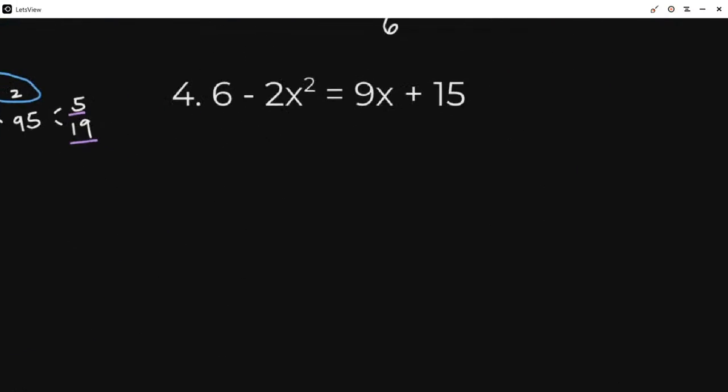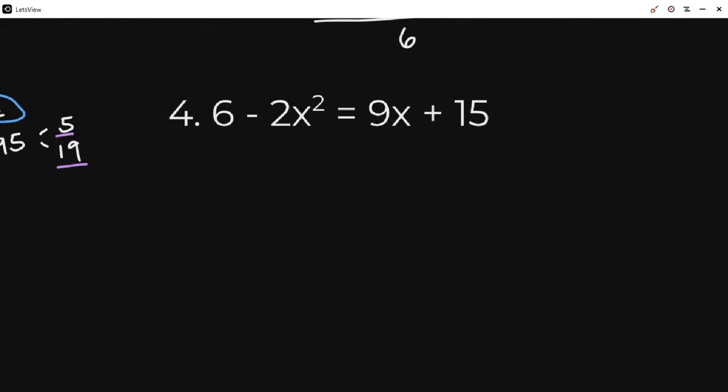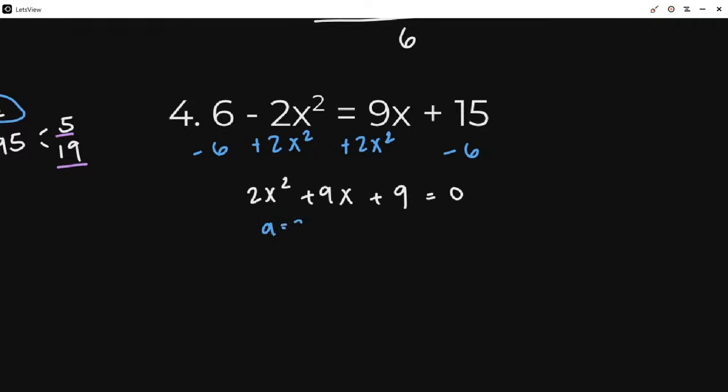Okay, last one of these kind of problems. We have 6 minus 2x squared equals 9x plus 15. So first we want to move everything to one side. I'm going to move this over and subtract 6. So then I'll get 2x squared plus 9x plus 9 equals 0. So then that means a is 2, b is 9, and c is 9.